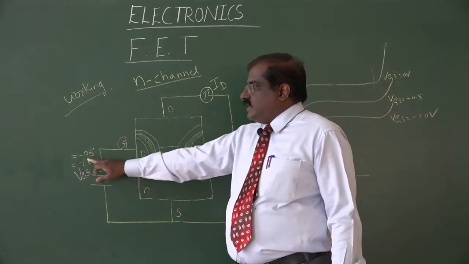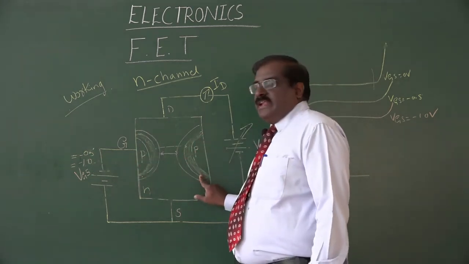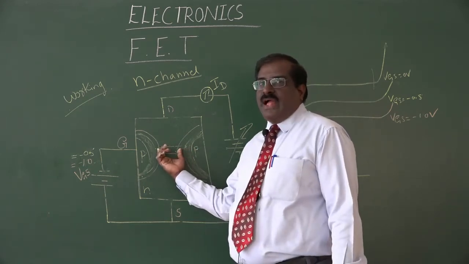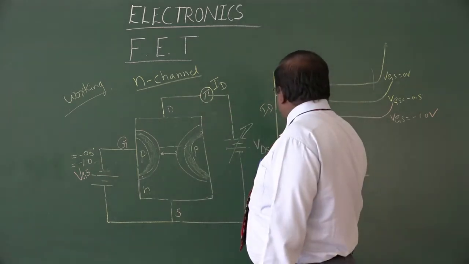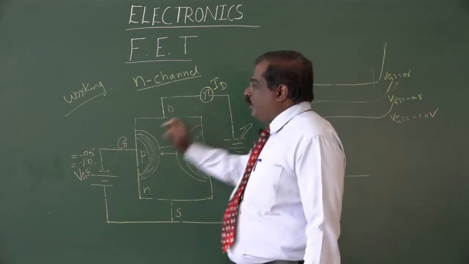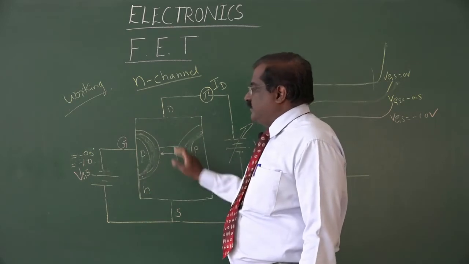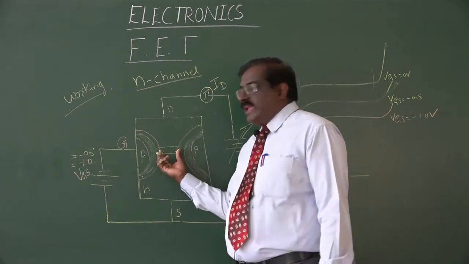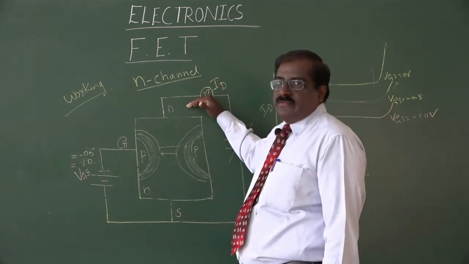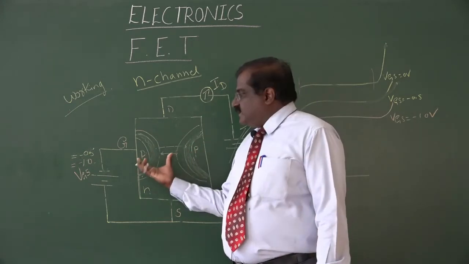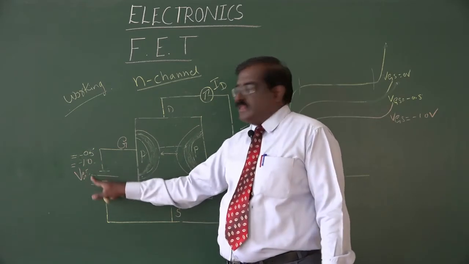When VGS is minus 0.5, the depletion region increases slightly, the channel width decreases. At that time, what's happening? The drain current will decrease. So this is the second graph. So when VGS is minus 1 volt, at that time again the depletion region increases due to the reverse bias. Again the channel width decreases. So at that time the drain current decreases. It goes on. That means we are pinching the semiconductor bar by applying the VGS volts.